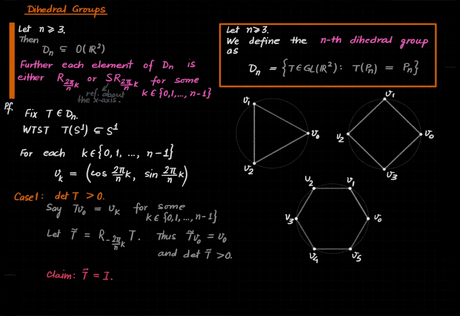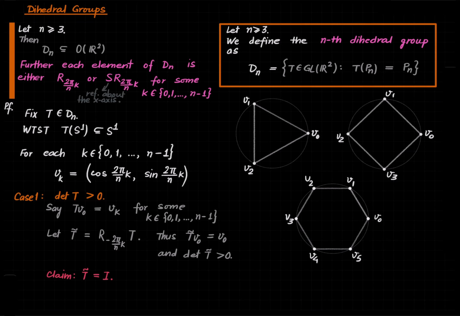we claim that T tilde is the identity, and once we prove this claim, we would deduce that T is actually this rotation. Why? Because if T tilde is the identity, then you can take this to the other side by taking the inverse of this, and you would have this. And that would finish the proof essentially for this case. The other case is an exercise.